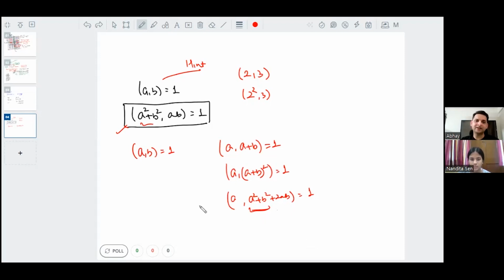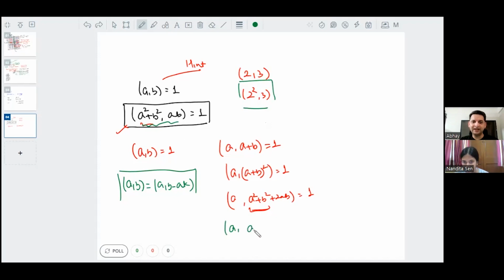Okay, now you can try the other property. So basically, the main property is this: GCD of A and B is the same as GCD of A, comma B minus AK. So using this property, you can try to chalk out these two numbers.